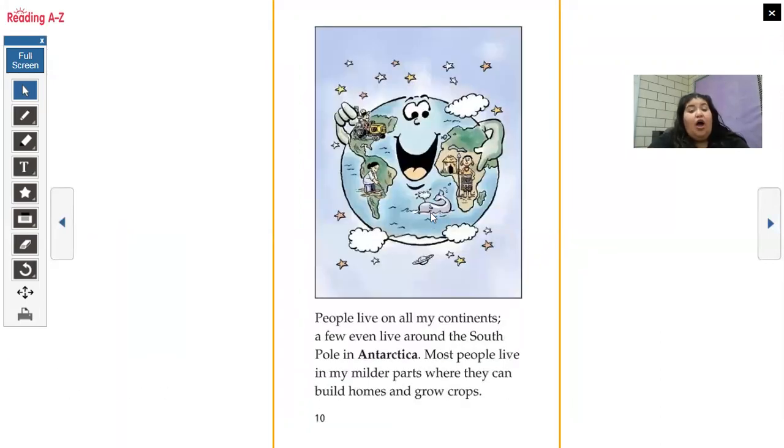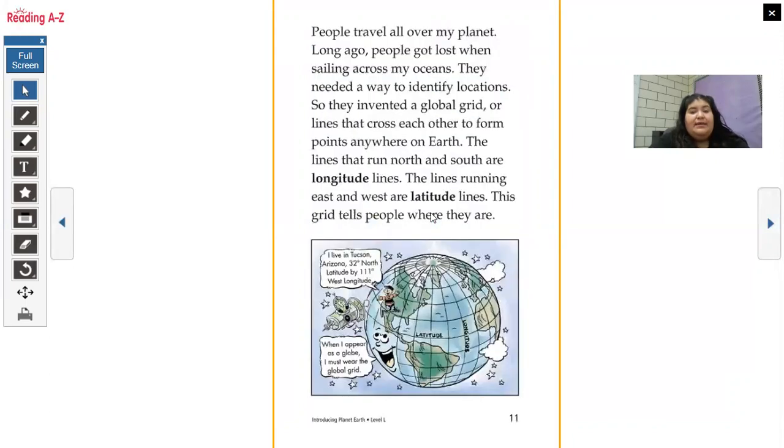People live on all of my continents. A few even live around the South Pole in Antarctica. Most people live in my milder parts where they can build homes and grow crops. People travel all over my planet.